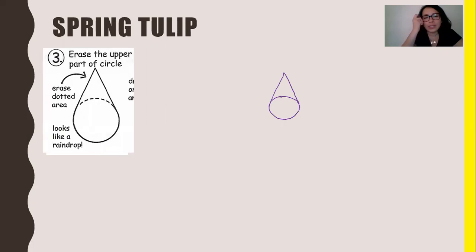And now they want you to erase the upper part of the circle, not the upper part of the cone, just the upper part of the circle. So the point is that it's supposed to look like a raindrop. So you're supposed to erase this part right here that I'm showing you right now. That's what you erase. I'm gonna go ahead and redo it, since I can just freehand that. So your shape should look like something like that.